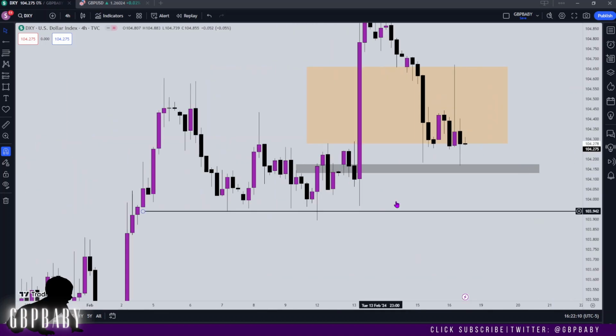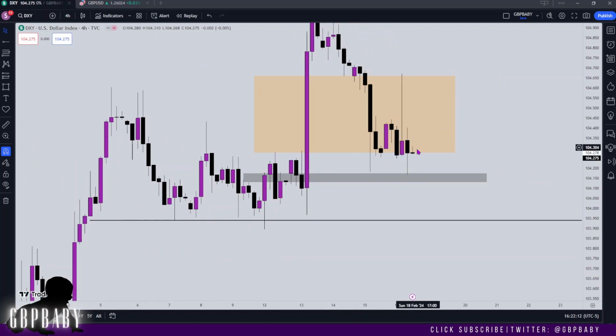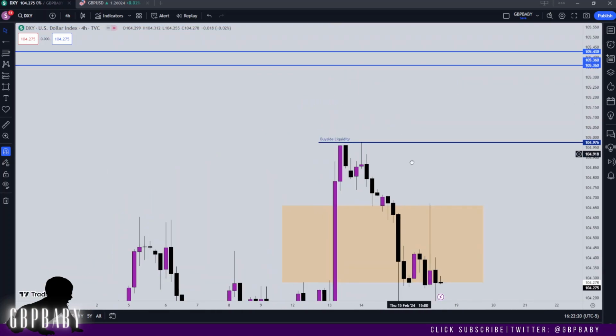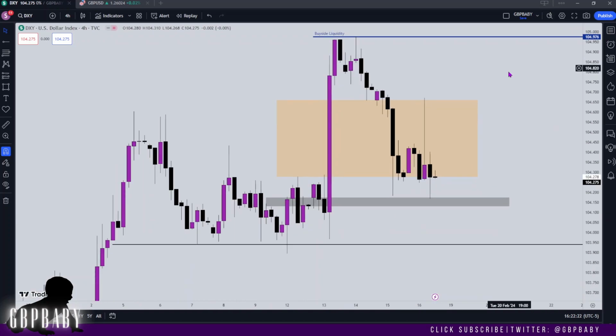So in terms of the low of the week on dollar, I would like to think that we can trade down into this range, collect our sell stops and see this as the manipulation for the week to then witness a reversal to trade higher into the buy side liquidity here with potential to reach up here. That is my overall expectation for next week.